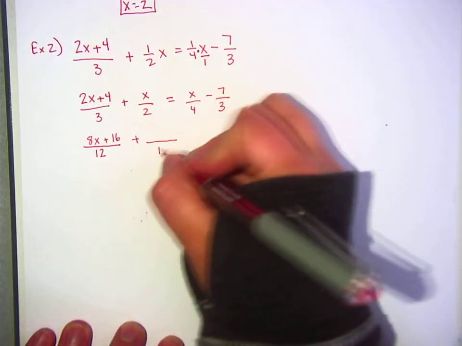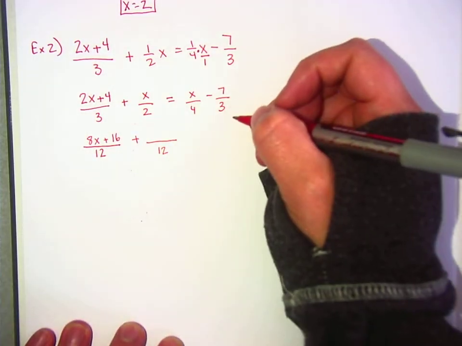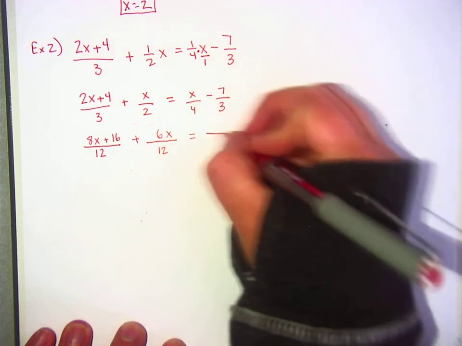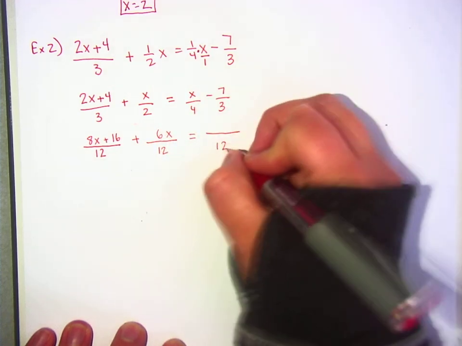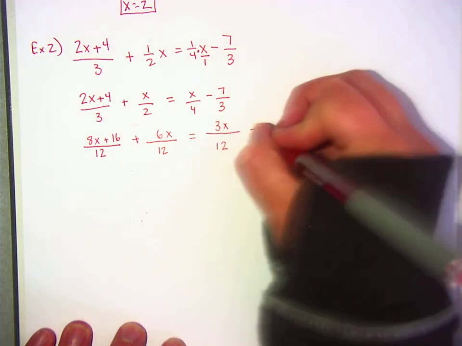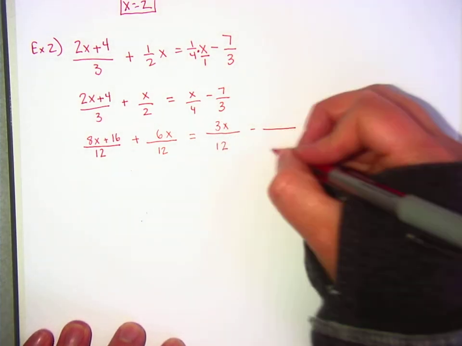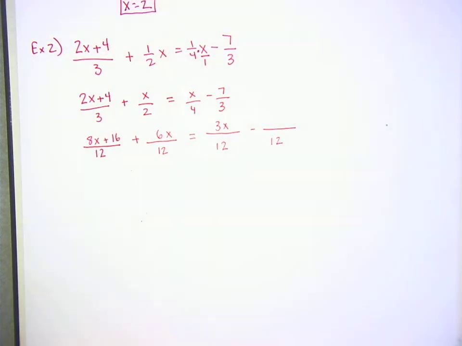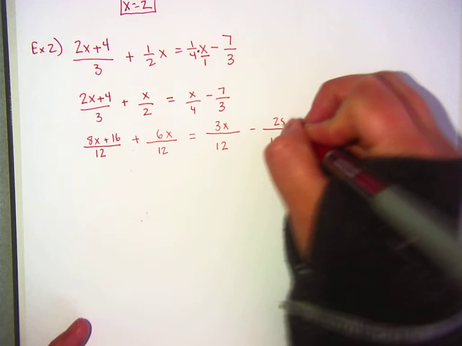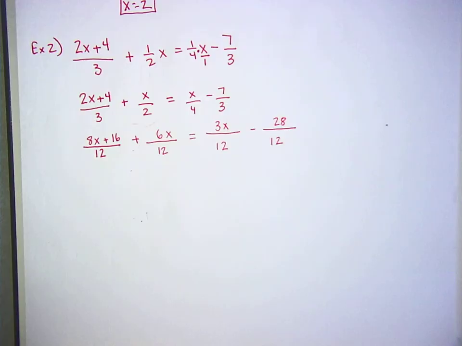This one has to be 12, too. What should the top be? Good. Okay, next one is 12 on the bottom. What should the top be? 3x. Okay, somebody besides Katie, because Katie gets it. Bottom is 12 here. What should the top be? 28.